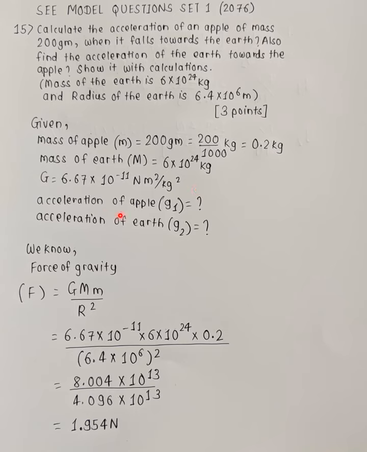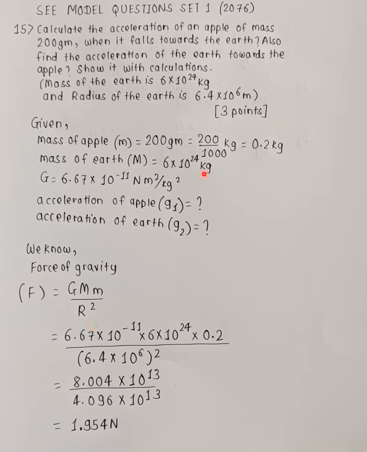Then you are required to find the acceleration of apple, which we label as g1 here, and the acceleration of earth, which we label here as g2. So we could start by calculating the force of gravity. Let's find the force of gravity. The force of gravity is given by G m M by r square, where small m is the mass of apple, capital M is the mass of earth, and r is the radius of earth.